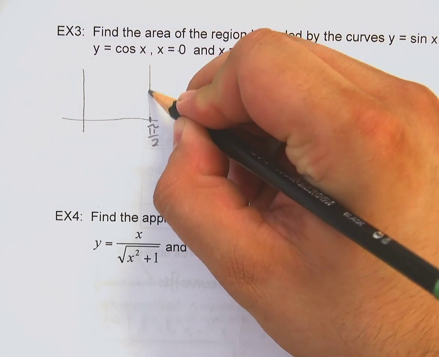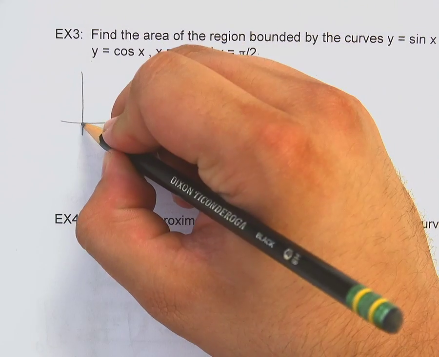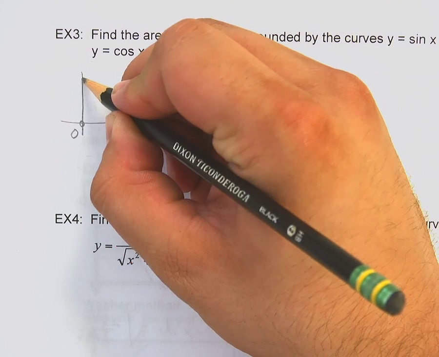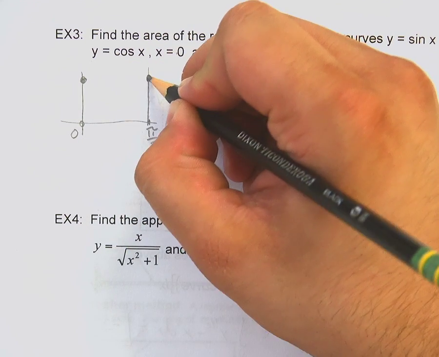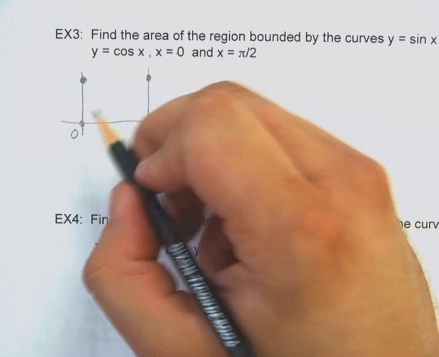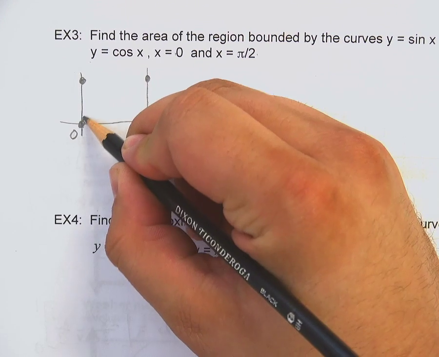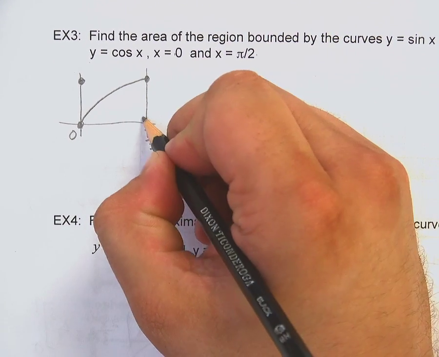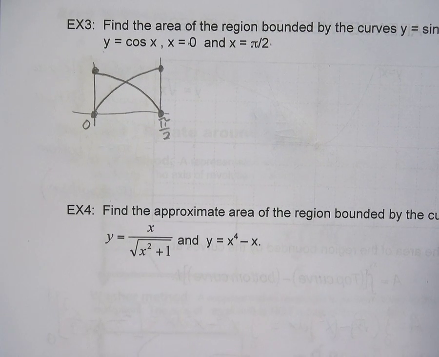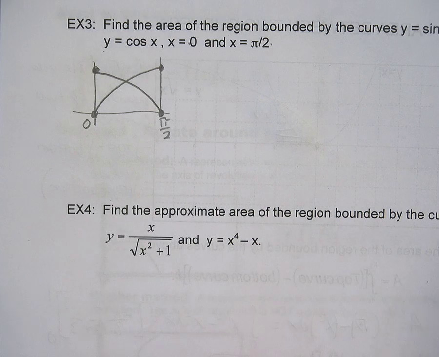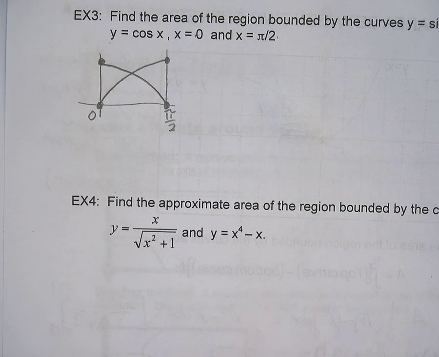I'm stopping at this line, pi over 2, right? Cosine x, cosine of 0 is 1, right? Sine of pi over 2 is 1. Sine of 0 is 0. Cosine of pi over 2 is 0. So these things look kind of weird. They look kind of like this, right? Kind of like a weird flag, kind of an X. And I want the area between the two graphs.